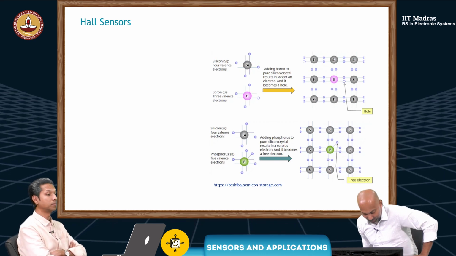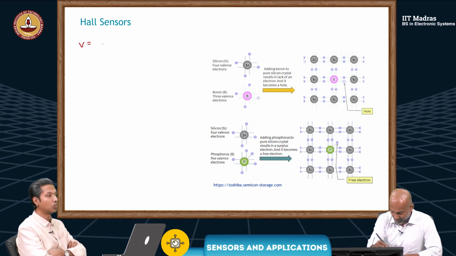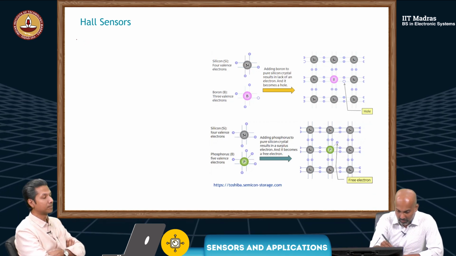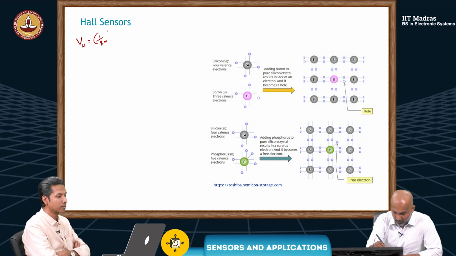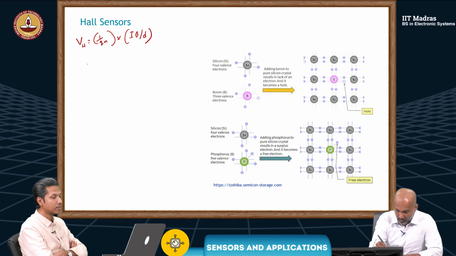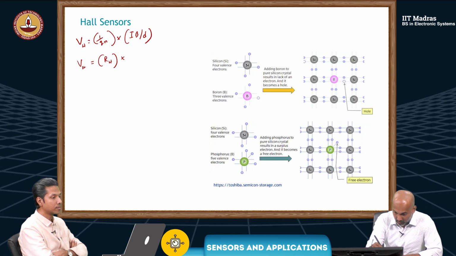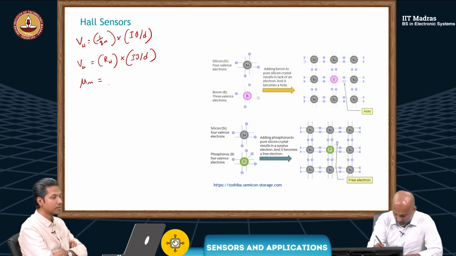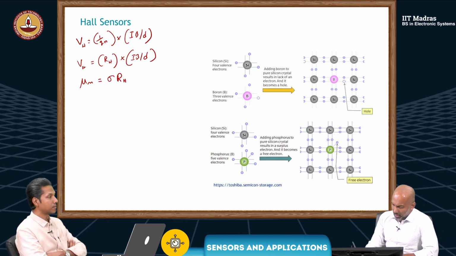Now, let's write these equations down. I want to discuss this in terms of these equations. So let's say VH is equal to 1 over QN times IB over D. We can also write this in terms of the Hall coefficient times IB over D. And we also know the mobility of electrons is related to the Hall coefficient.